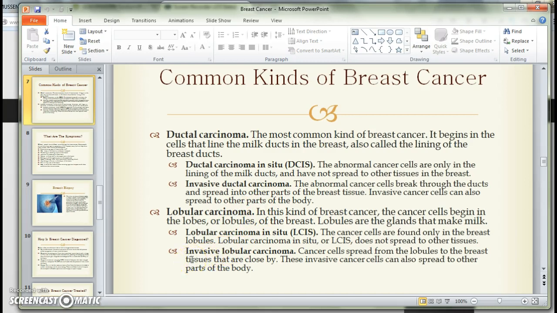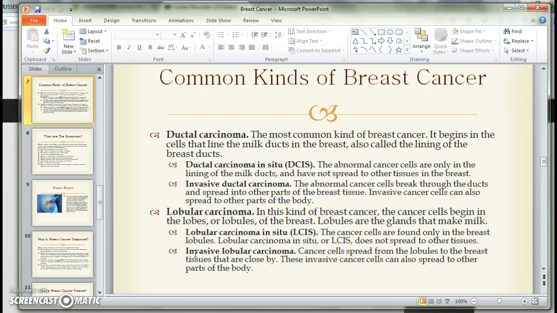Lobular carcinoma is the kind of breast cancer where the cancer cells begin in the lobes or lobules of the breast. Lobules are the glands that make milk.